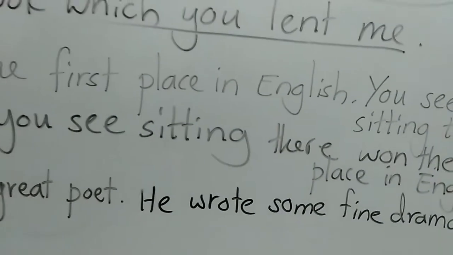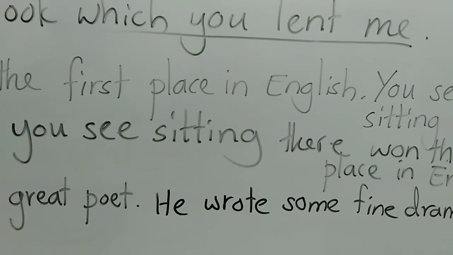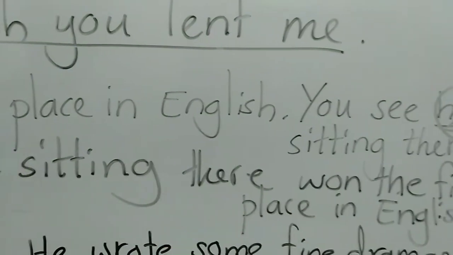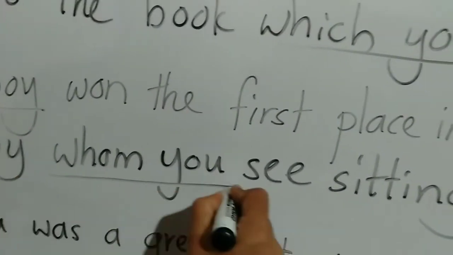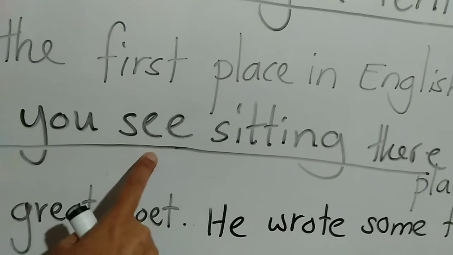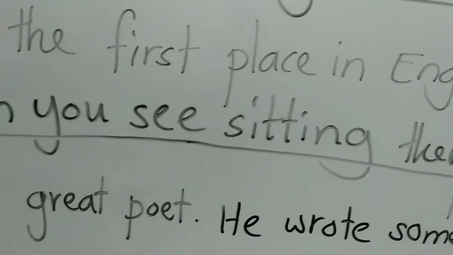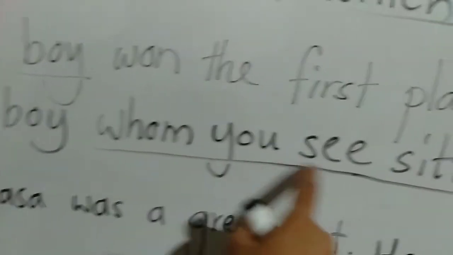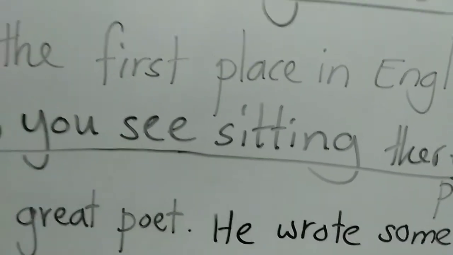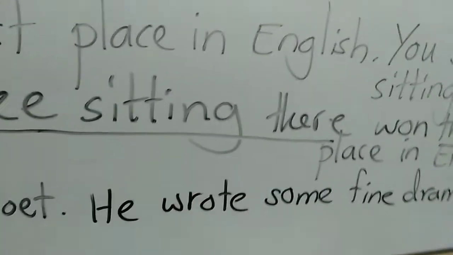Here also I want to remind you, the sentence is defining or non-defining. You argue yourself regarding this sentence also. Whom you see sitting there is the relative clause. This relative clause is also very particular for this boy. This sentence is very much important to highlight which boy. Then this is also a defining relative clause.